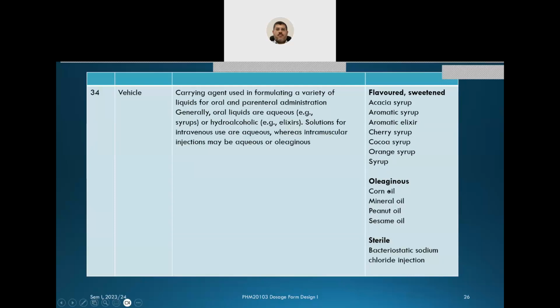Vehicles may be oleaginous. We can use some oils, as we mentioned, in injections intended for sustained release and given by intramuscular route. It may be sterile, like bacteriostatic sodium chloride injection. This is usually an isotonic injection.